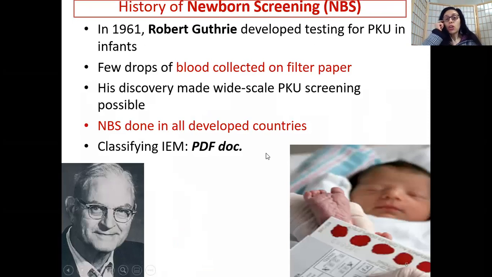So now the history of newborn screening, NBS. What is NBS? Basically there was a scientist called Robert Guthrie. That is him over here in this picture. This scientist developed a testing measure to identify if newborn babies are suffering from PKU or not. Why is it so important to have such early diagnosis, meaning a child being born and you want to diagnose whether the child has PKU?